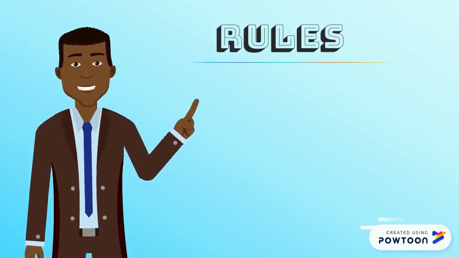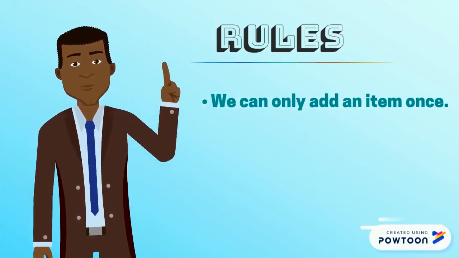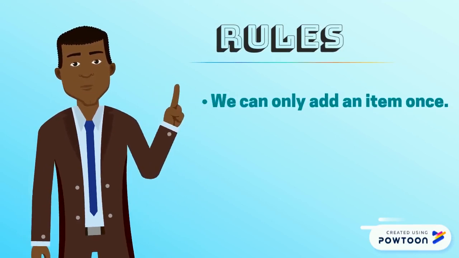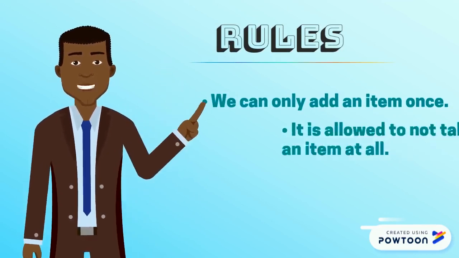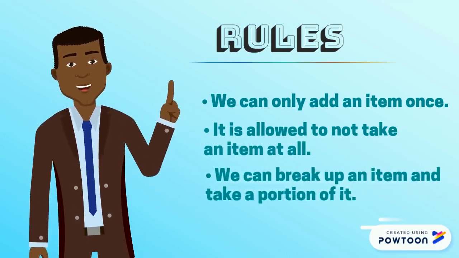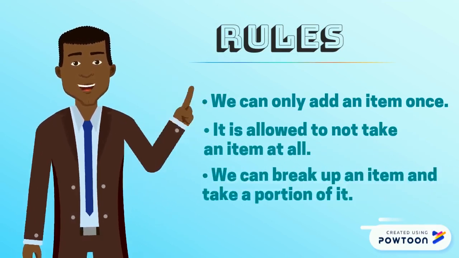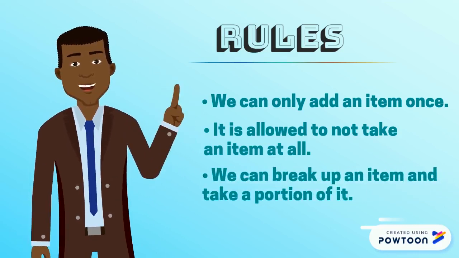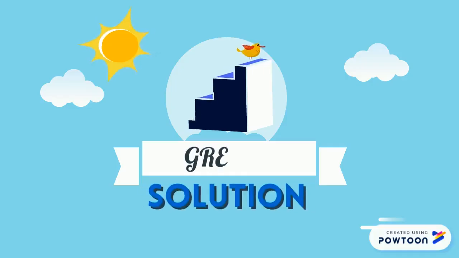So we have to follow some rules to solve this problem. The first rule is that we can only add an item once. We cannot repeat items. The second rule is we are allowed to not use an item at all. And the third rule is we can break up an item and use a part or a fraction of it. This is where it gets its name, the fractional knapsack.